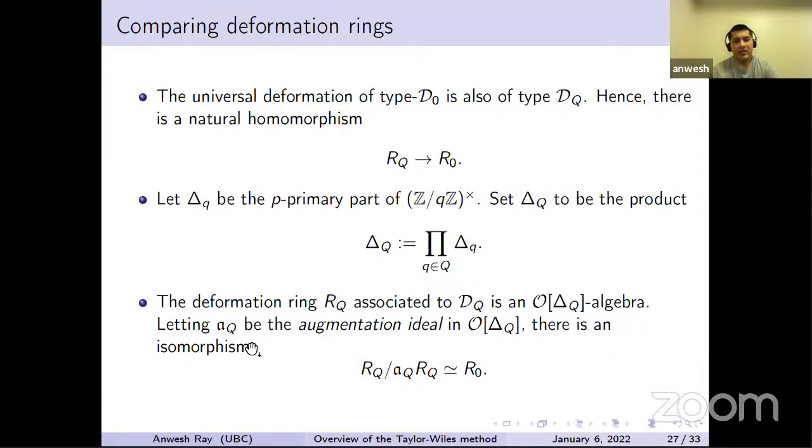And we let A sub Q be the augmentation ideal in this group algebra. In other words, it's the ideal generated by all elements of the form g minus one, where g is in the group. And when we take R sub Q modulo this augmentation ideal, we actually recover the deformation ring at minimal level. So there's a very nice relationship between these two deformation rings.